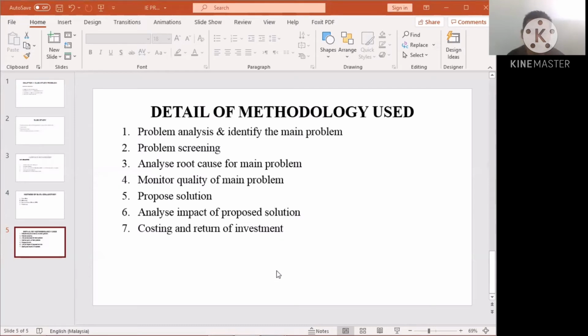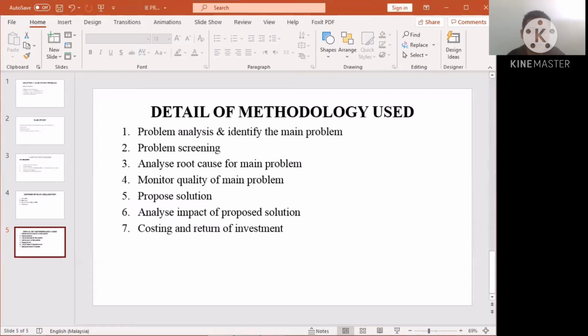For the second detail of methodology used is the problem screening. For the problem screening, we use the check sheet diagram to identify the defect phase by the stall. The third detail of methodology used is analyzing the root cause of the main problem. So for this part, we use the cause and effect diagram, also known as the fishbone diagram, to analyze the root cause of the major problem.